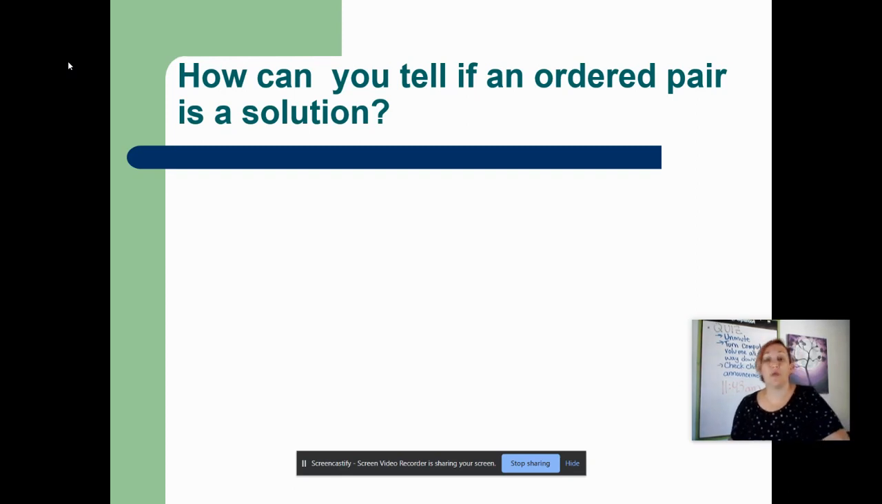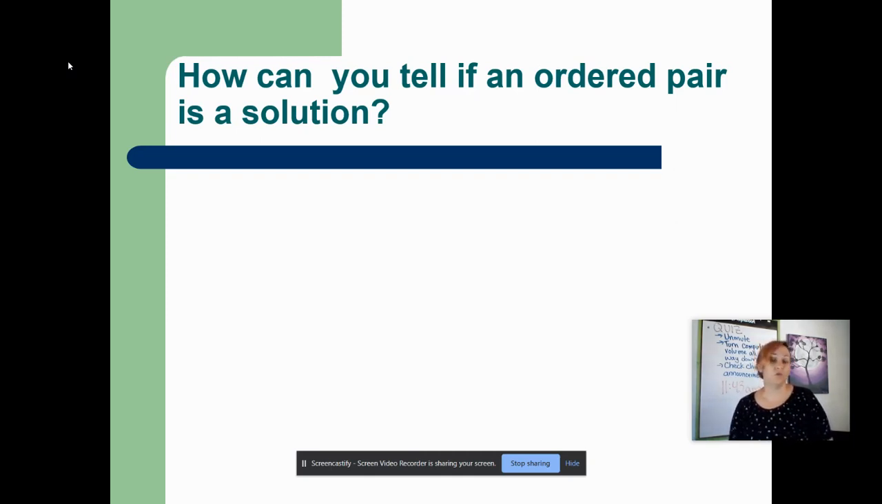Because we are graphing on a coordinate plane, in these problems our answers are not going to be a single number, they're going to be an ordered pair. And so the question that I'm posing to you is, how can you tell if an ordered pair is a solution to a graph? So there's two different ways that you can tell if an ordered pair is a solution to a graph.